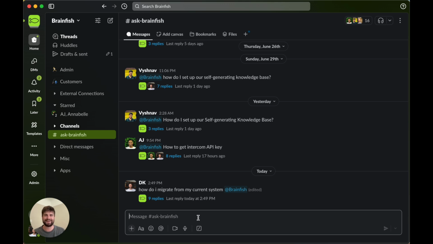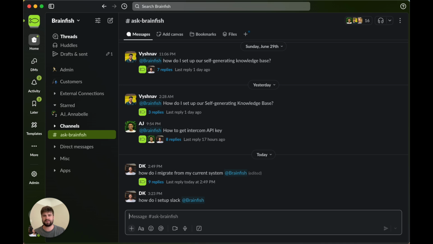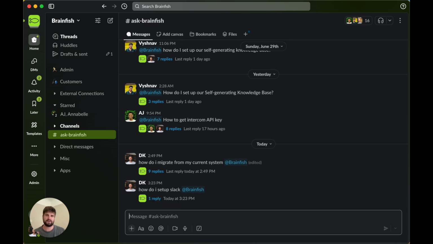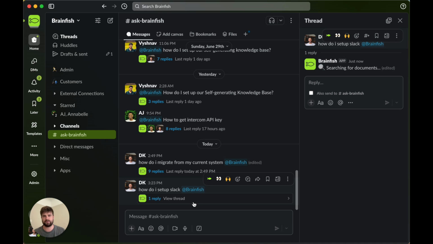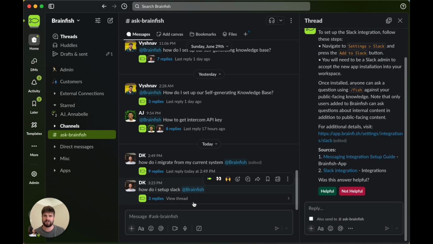Today we're launching AI Answers for Slack to help your team be successful with the right information when they need it. All you need to do is start with a question, like how do I set up Slack? And then tag Brainfish. Immediately, we're going to look and find that question and start replying in a thread. And you can see Brainfish AI is automatically looking for the documents across all of the knowledge sources that are connected and generating a real-time answer.